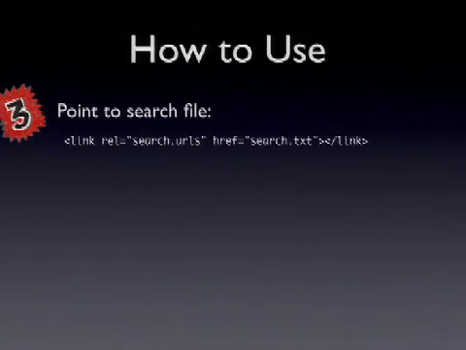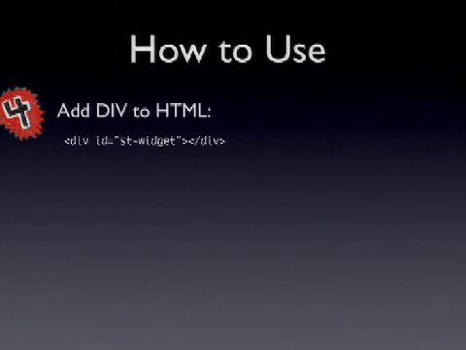Then you need to point to your list of files, and you use the link tag for this. So you say rel equals search.urls, and you just point to the file that has the documents that you'd like to index. And then finally, in your HTML, you just drop in a div tag that has a well-known ID, st-widget, stands for search tools-widget. And when the JavaScript loads, it's going to insert that search form into your page.